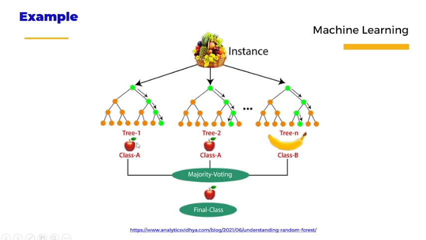You can see the first decision tree is generating apple, the second one is giving apple as output, the third one is giving banana as output. So the final output is considered based on majority voting. Here you can see the majority of decision trees give the output as apple when compared with banana, so the final output is taken as apple. So this is how the random forest works.